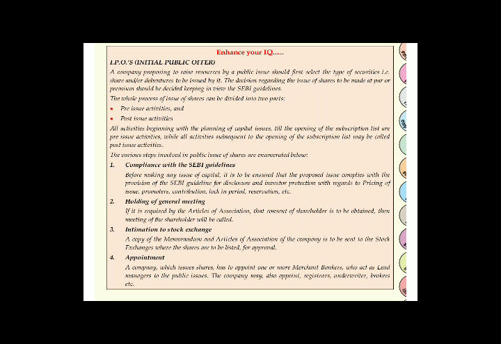So a general meeting is nothing but a meeting of all the shareholders of the company, wherein the company will ask the shareholders if it is okay for them to issue shares to the public. And intimation to stock exchange. A copy of the memorandum and articles of association of the company is to be sent to the stock exchange, where the shares are to be listed, for approval.